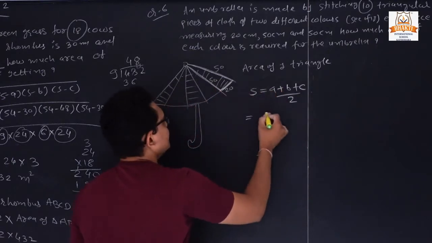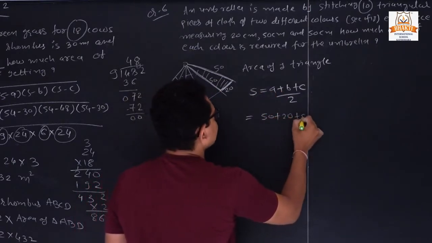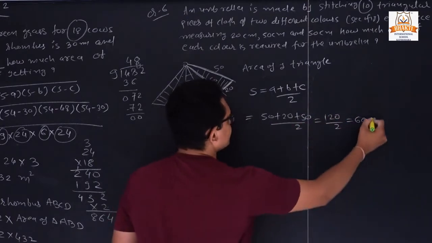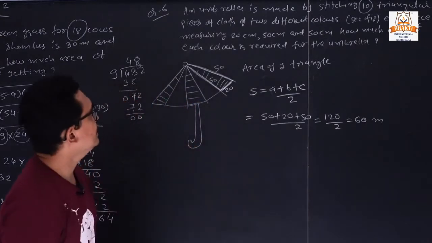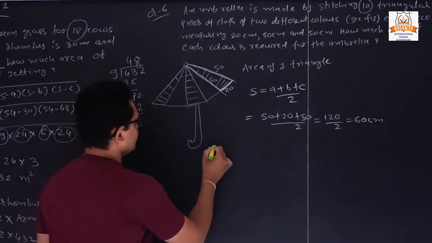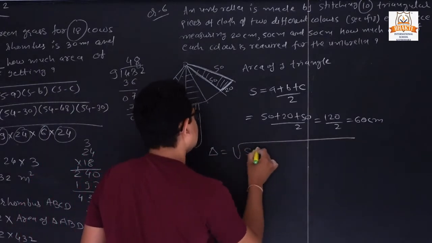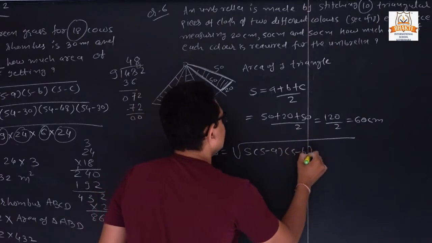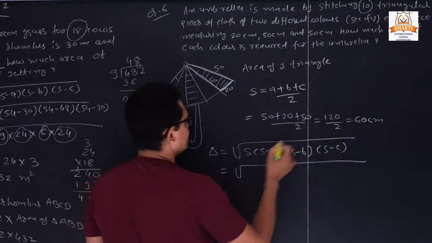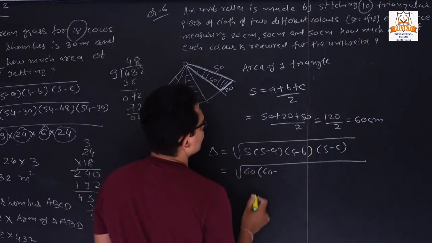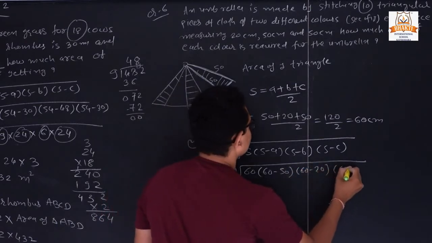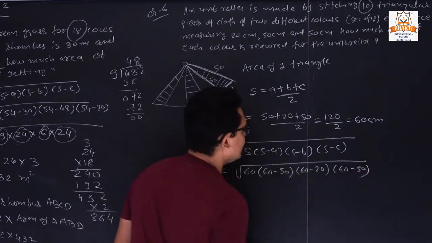So what is S? 50 plus 20 plus 50 divided by 2. So 120 divided by 2. So it is 60 centimeter. Clear? Now S, then we can find its area: S minus a, S minus b and S minus c. What is S? S means 60, then 60 minus 50, then 60 minus 20, and once again 60 minus 50.